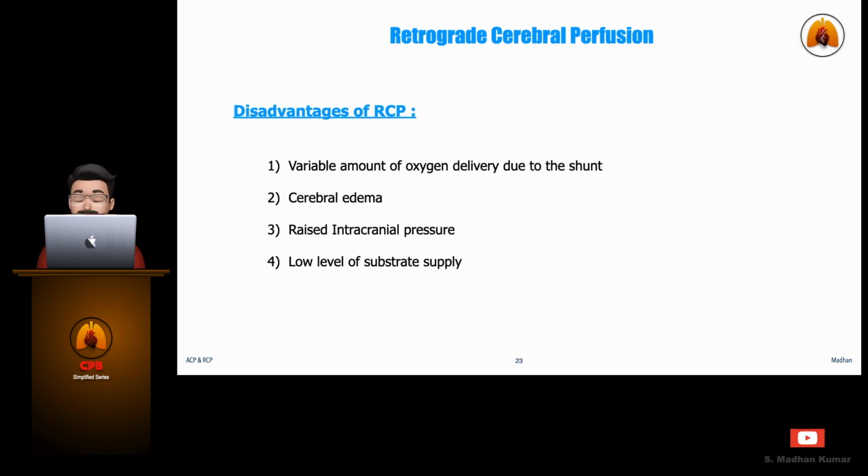Now we can see the disadvantages of retrograde cerebral perfusion. In RCP delivery, a significant degree of shunting occurs between the superficial and deep cerebral veins, leading to limited delivery of oxygenated blood to the cerebral artery. Cerebral edema may occur if we maintain pressure greater than 25 mmHg. It can increase the intracranial pressure, and a low level of substrate supply will be happening during RCP.